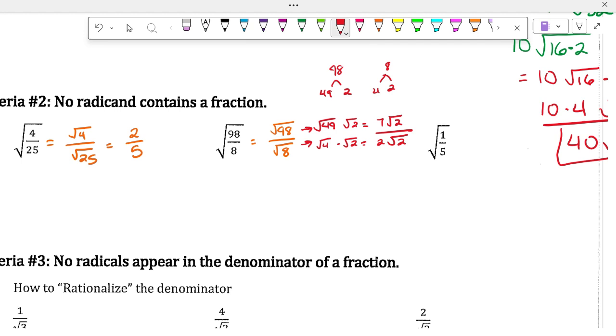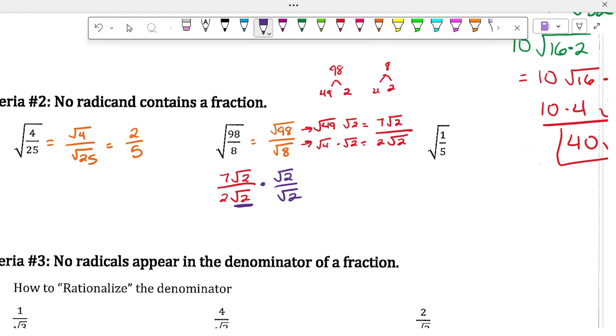Now, I need to get the radical out of the denominator. So I'm going to rewrite it down here. So, who remembers what I need to do to get the radical out of the denominator? Square. So you've got to multiply the top and the bottom by what? Not 2. The square root of 2. So whatever the radical is in the denominator, that's what you multiply the top and the bottom by.